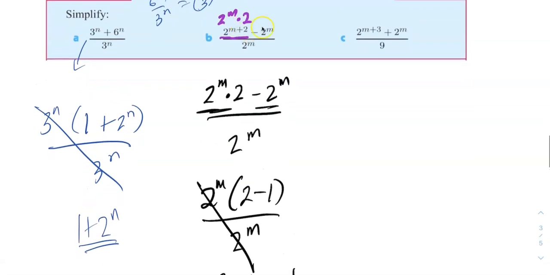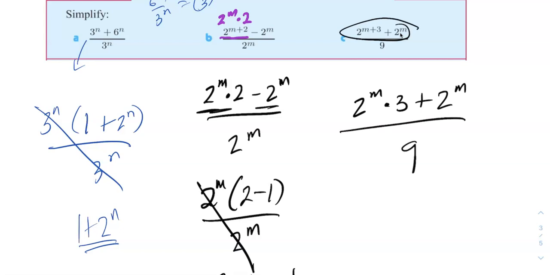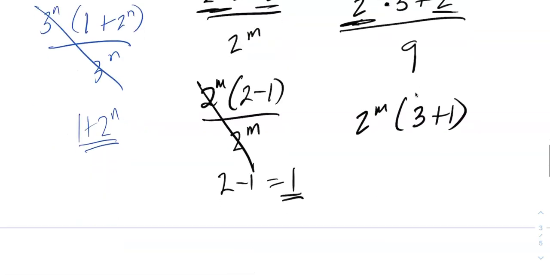And the last one here. I'm going to do the exact same thing on top. We'll make this 2 to the m times 3 plus 2 to the m, all over 9. Now that doesn't cancel out, but I could factor out the 2 to the m's. So I pull these out, and you get 2 to the m. What's left over? 3 plus 1 over 9.